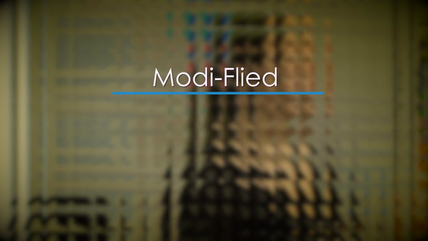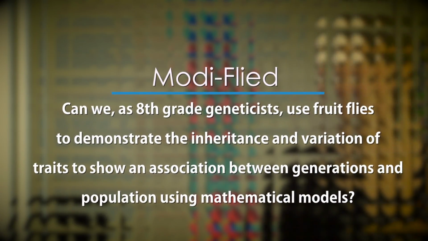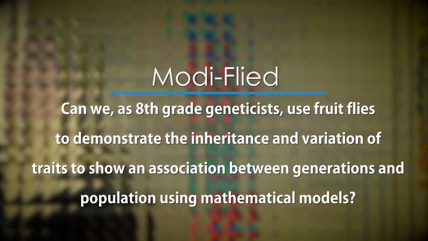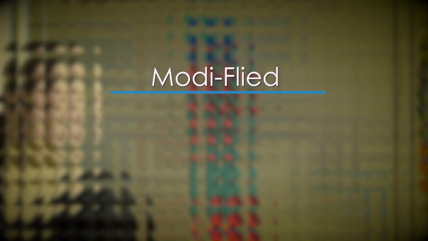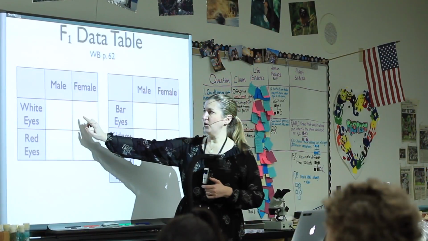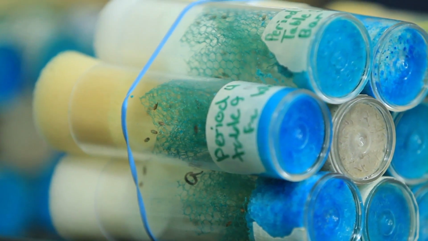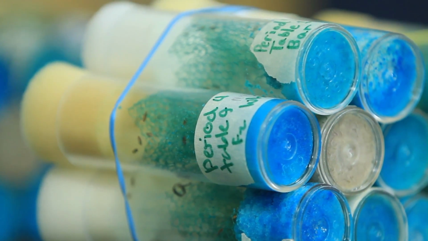Your job is to start tallying fruit flies. So you're going to tally how many, take note if the fly has red or white eyes, and then take note if it's a male or female. If you have a male with white eyes, you tally it.